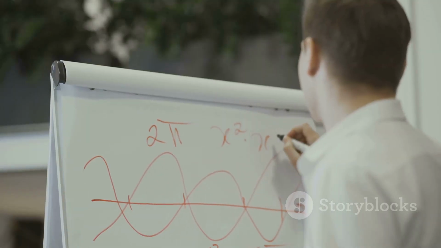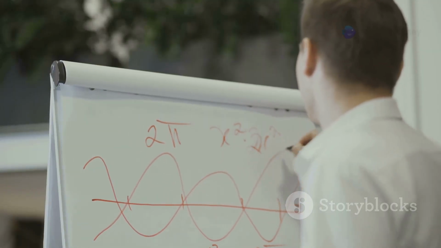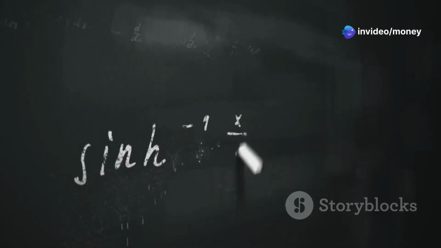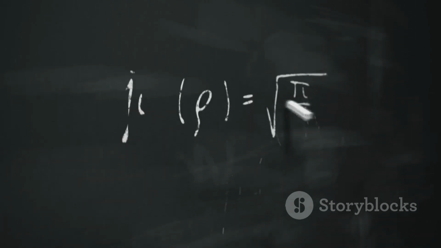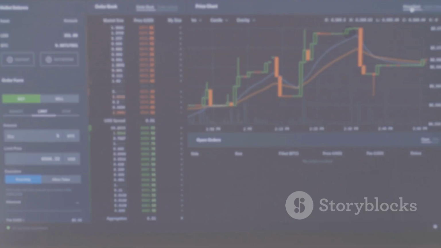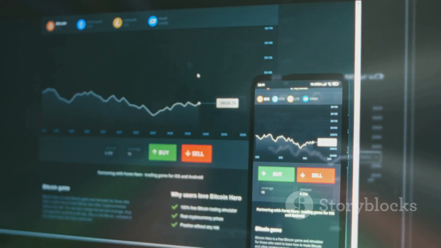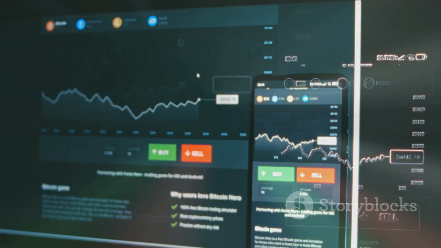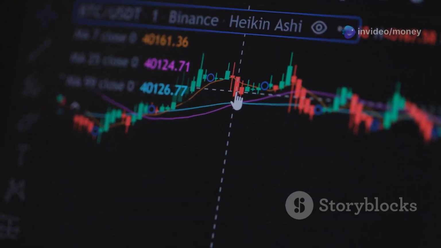The formula itself is simple. ROC equals, and get ready for this, open parenthesis, the current price minus the price n periods ago, close parenthesis, then you divide that whole thing by the price n periods ago, and finally, you multiply the result by 100 to get a percentage. So it's essentially, (current price minus price n periods ago) divided by price n periods ago, times 100, see? Not too scary. This percentage tells you how much the price has changed, relative to where it was n periods back.